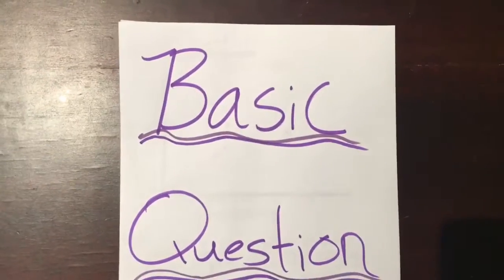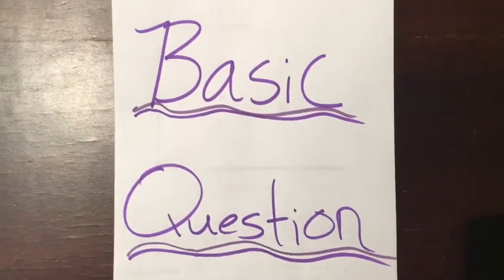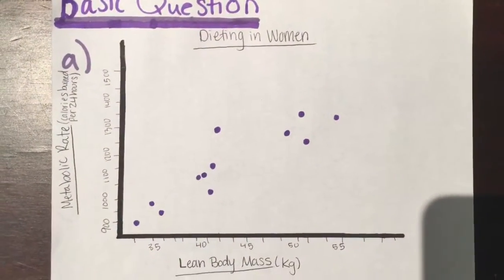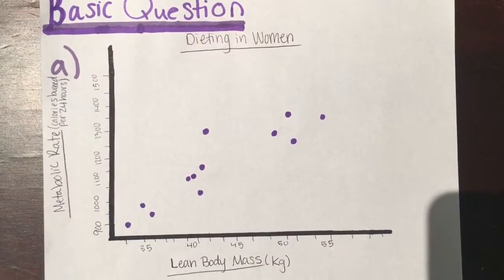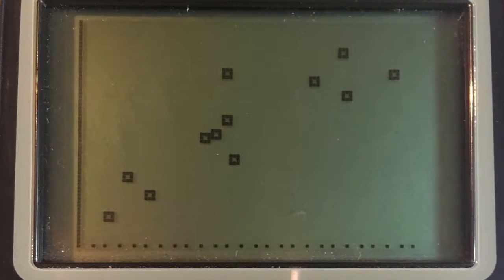The researchers believe that lean body mass is an important influence on metabolic rate. And then they give us some data on the mass and the rate of 12 women and ask us to sketch a scatter plot using a calculator. Here's just my rough sketch of the scatter plot. Here is a scatter plot on the calculator.